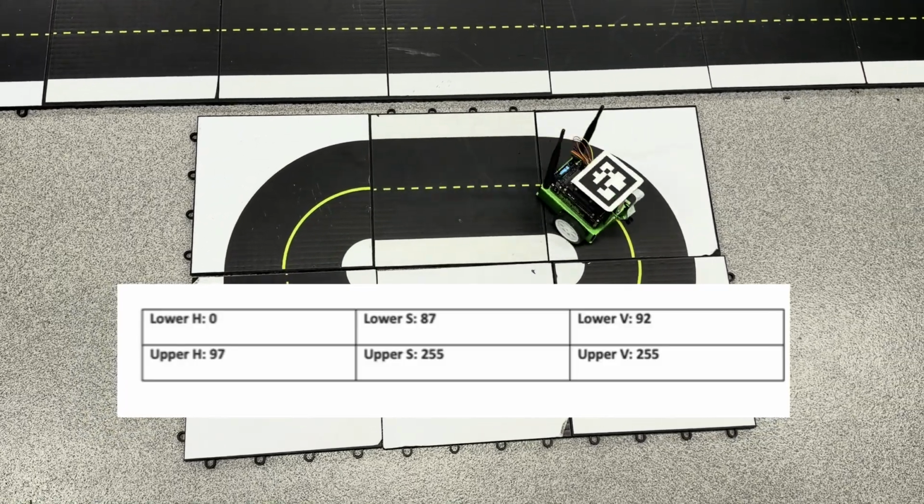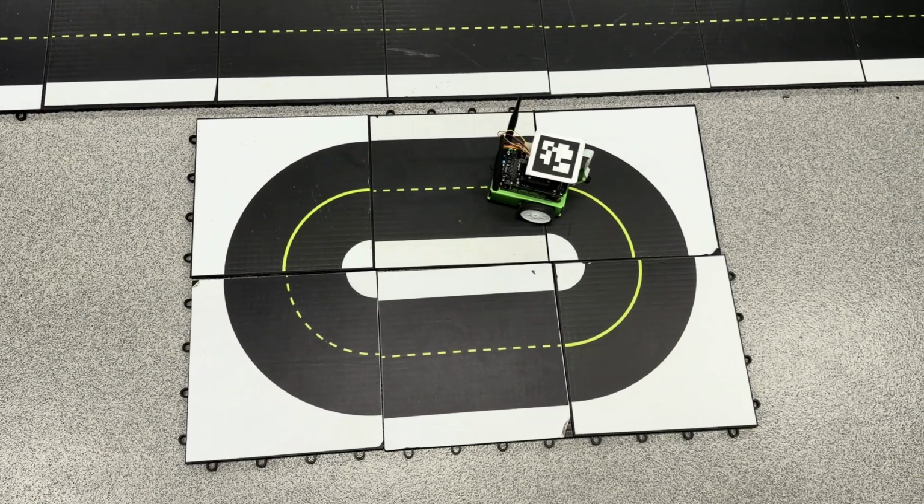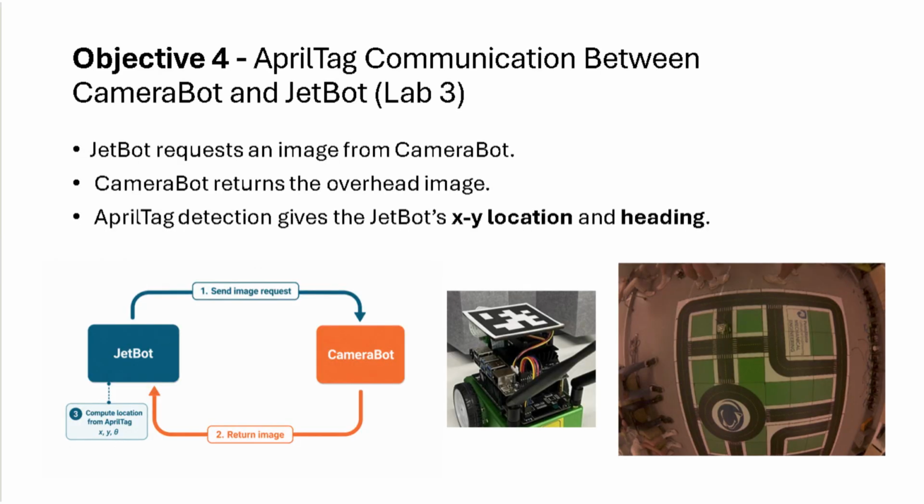We then apply a Gaussian blur, crop to a region of interest at the bottom of the frame, run Canny edge detection, and use a Hough line transform to find the line segments. The average position of those segments gives us a target point, and we feed the angle of offset into a PD controller.